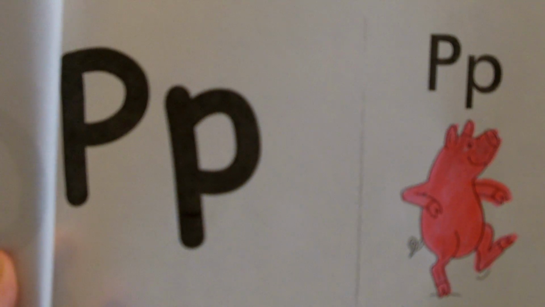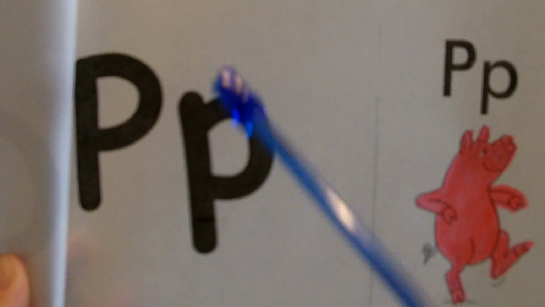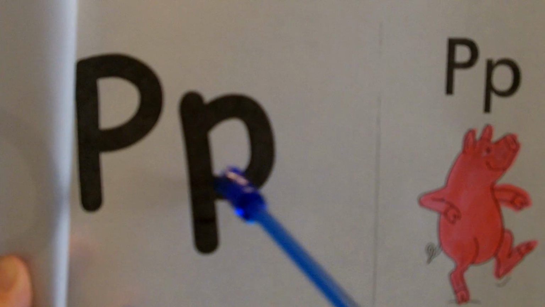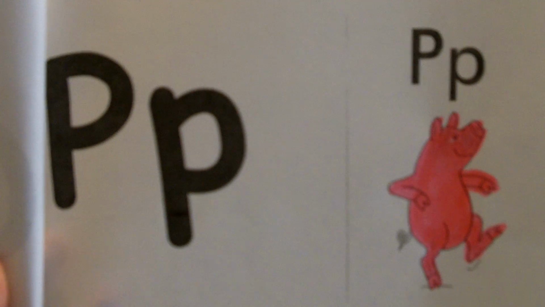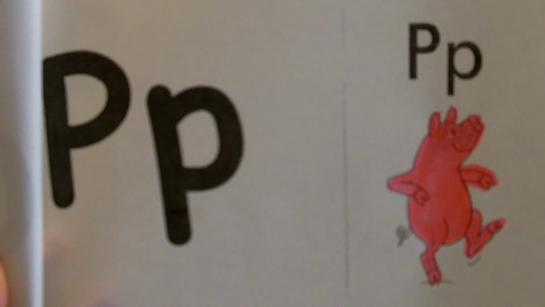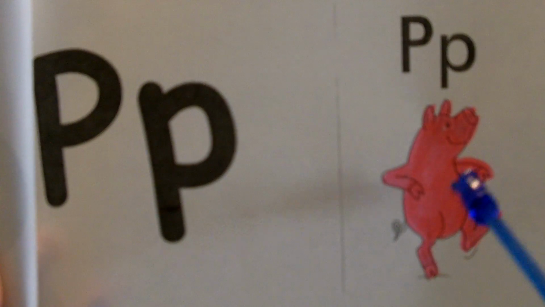Letter P. Learn to print the uppercase or capital P and the lowercase or small p. We will talk about the sound that P makes. P, like in pig and pink.